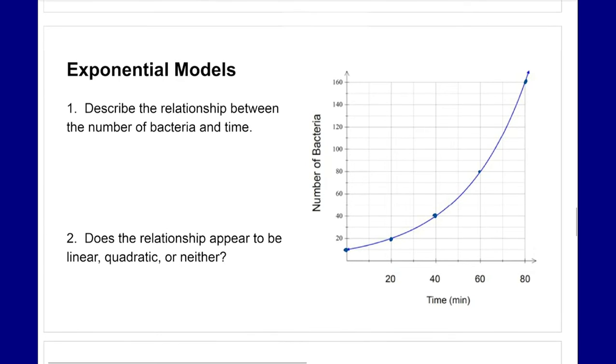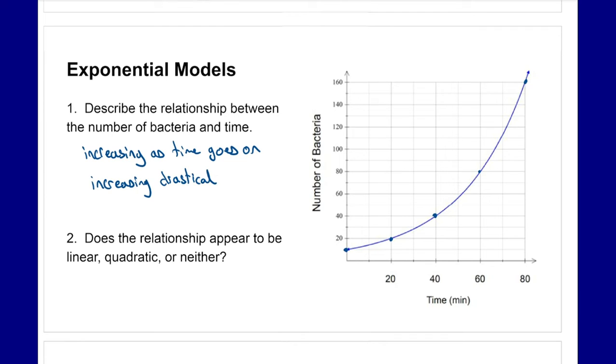So if we were to look at this model, describe the relationship between the number of bacteria and time. You could say it's increasing as time goes on. You could say it's increasing drastically. Right, we can see what the values are going up by. Only small at first, 10, 20, then by another 20, then by 40, then by 80. So you could say it's drastically increasing.